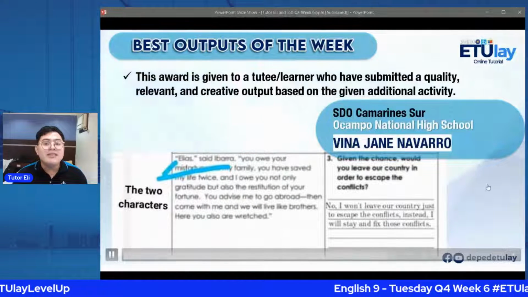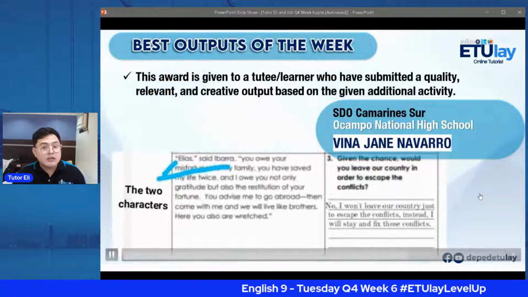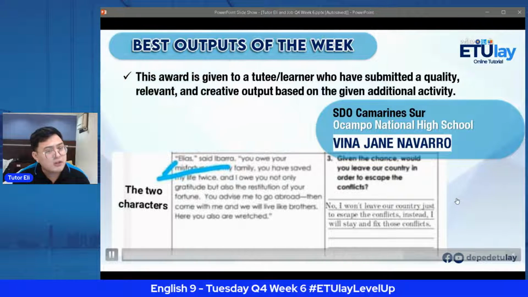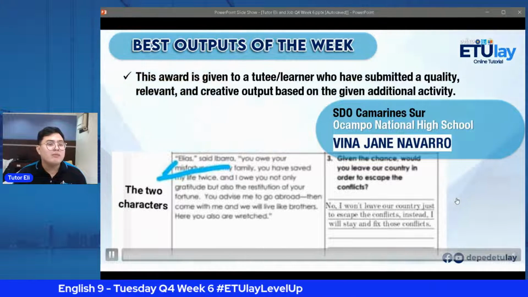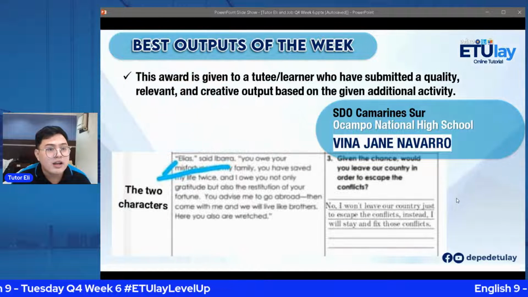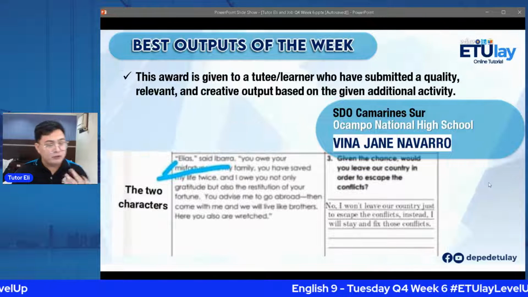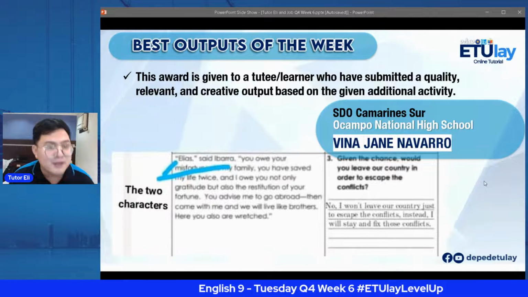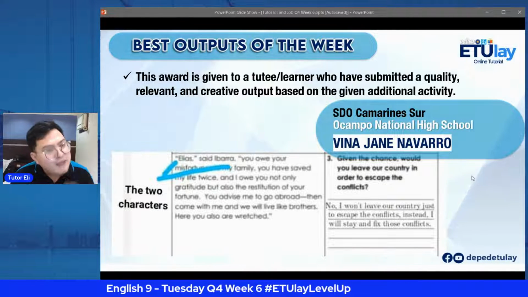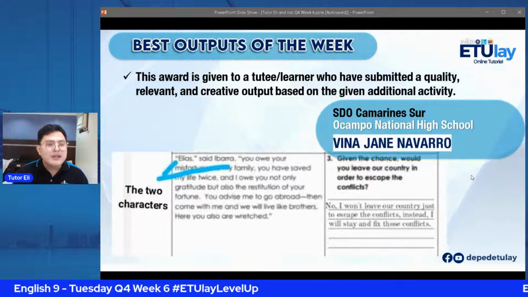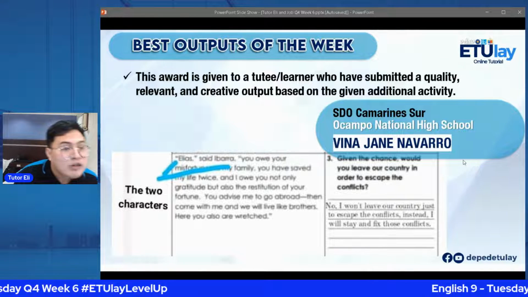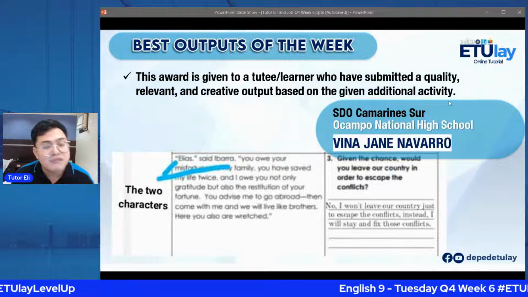So, given the chance, would you leave our country in order to escape the conflicts? Ganun ba kayo? In case that you have a problem or you're facing or encountering a particular hard or difficult situation, aalis na lang ba kayo or you'll be brave enough, my dear online learners, to fight for your principles and defend yourself.